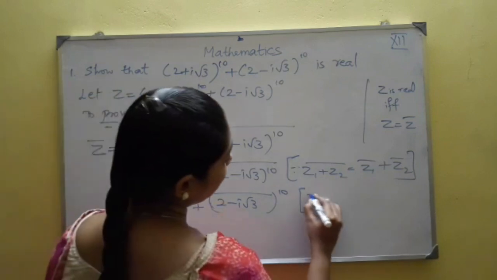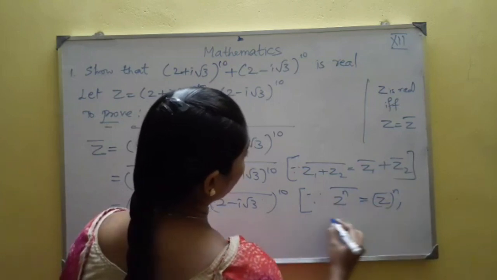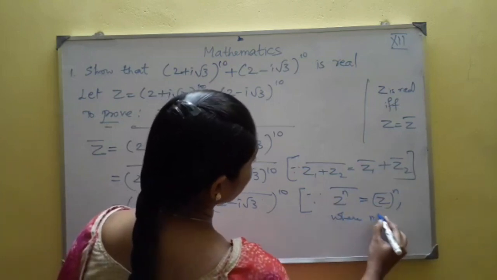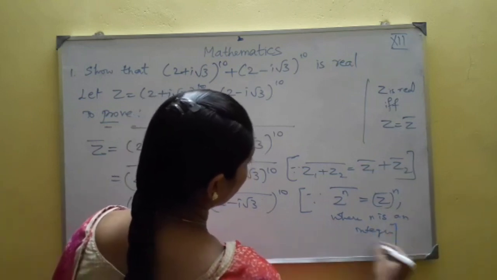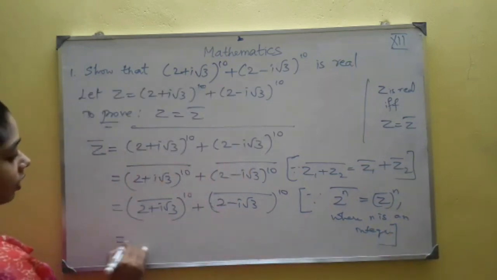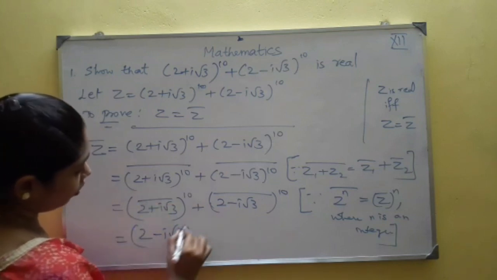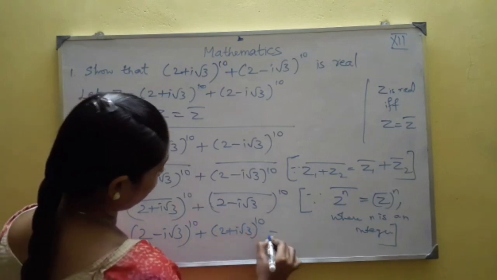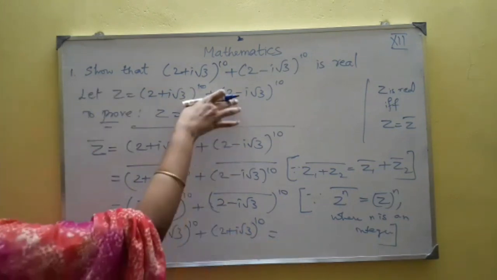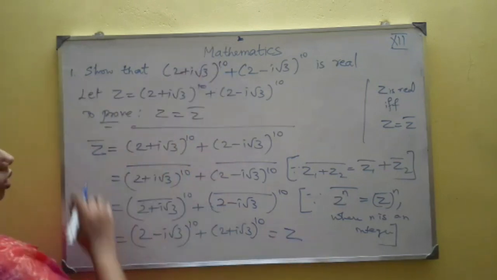So this is by the property that z power n the whole bar is equal to z bar power n, where n is an integer. Here n is 10, which is an integer. After this step, you take the conjugate: (2 minus i root 3) whole power 10, (2 plus i root 3) whole power 10. Now observe this, this is your given question. This is your z. So we proved z equal to z bar.